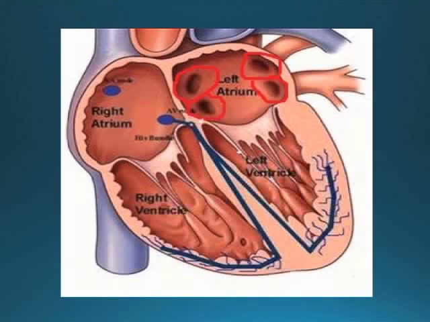The ablation will isolate the tissue that is electrically abnormal so that these sparks will not spread to the rest of the heart. And again, this is pretty good, but unfortunately it's not as good as flutter. It's about 70–75%. And the more it stays in sinus rhythm, the easier it is to get a good result.